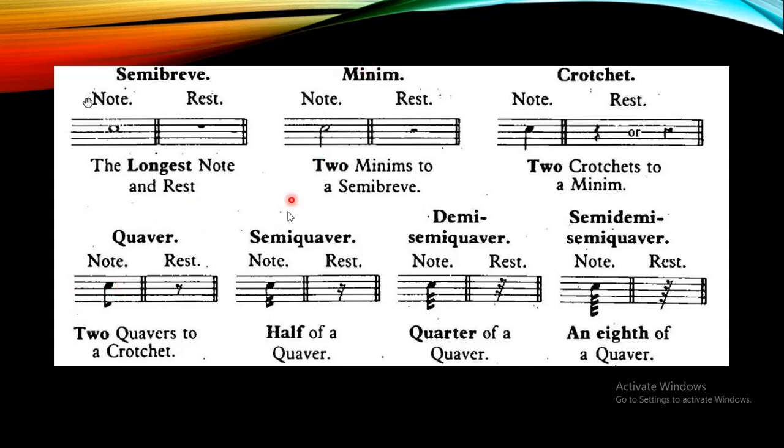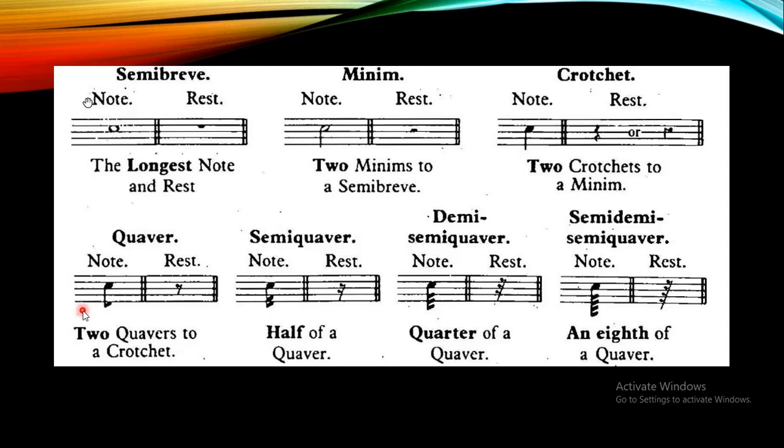Now you can see here we say that 2 minims are equivalent to a semibreve, which means to get this semibreve, you need 2 minims. And if you need to get this minim, you need 2 crotchets. Now, if 2 crotchets are equivalent to a minim, and 2 minims are equivalent to a semibreve, which means you will need 4 crotchets. We shall see how the mathematics comes about.